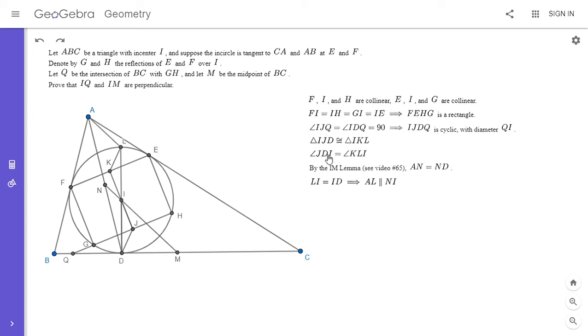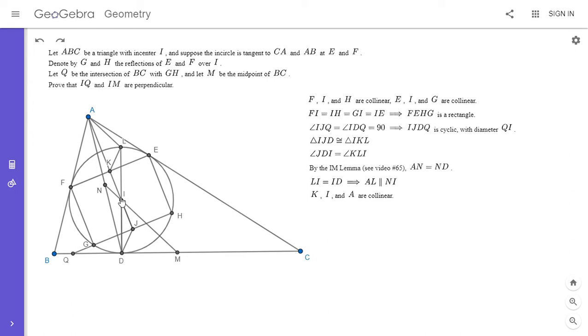And so we wanted to show that angle JDI was equal to angle MIJ, but angle MIJ actually has to equal angle AIN. I'm missing a segment in the figure, so I'm going to draw it in now. But clearly A, K, and I have to be collinear because K is the midpoint of EF, so that's true by symmetry. And so angle MIJ is equal to angle AIN, and then since AL is parallel to IN, angle AIN is equal to angle LAI.